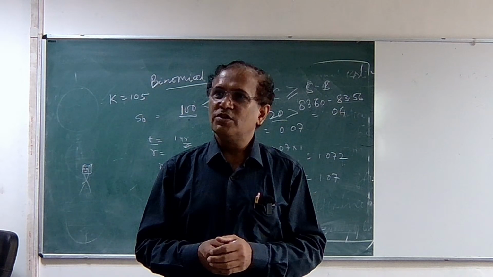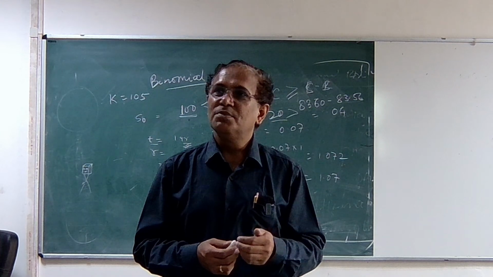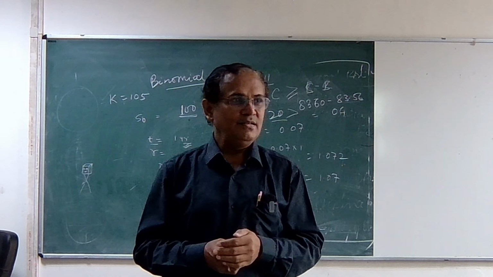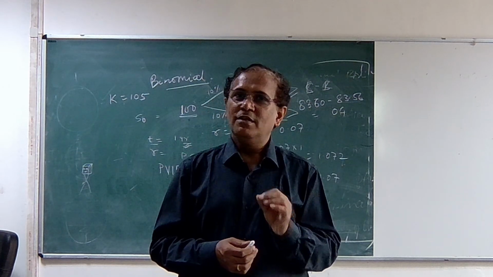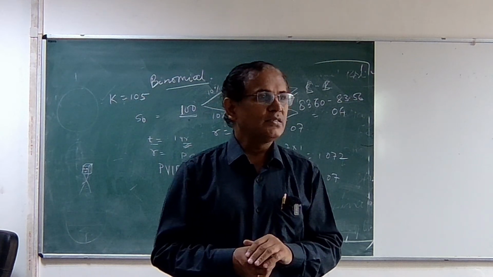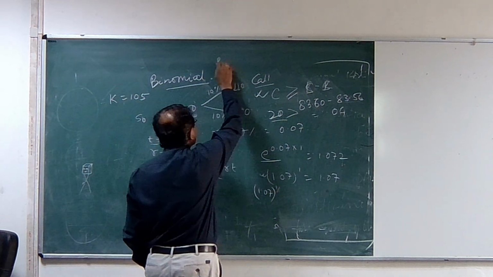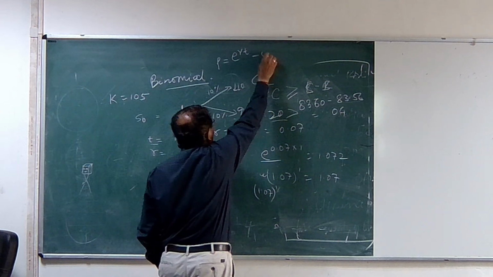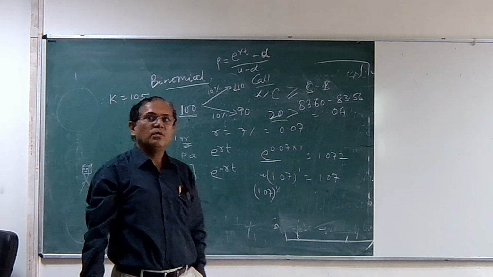First, in this solution, we will talk about the probability that it will move up or down. What is going to be the probability? So we first apply the probability calculation, followed by the premium calculation. The formula is P is equal to, where P stands for probability, e to the power RT minus D upon U minus D. This is the formula for probability.